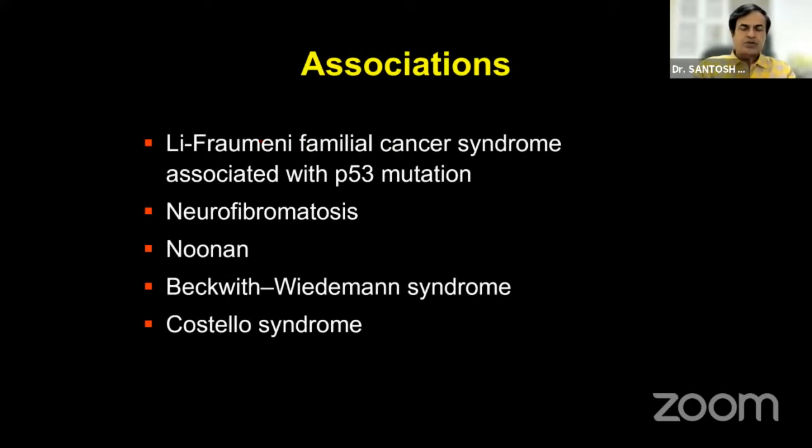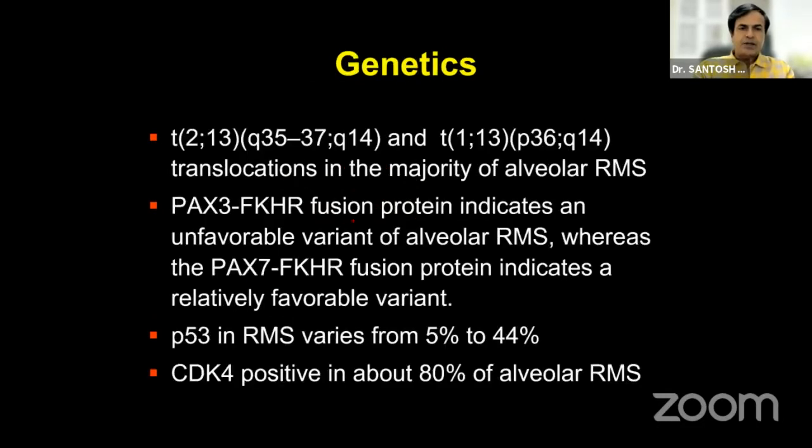We should not forget the associations of rhabdomyosarcoma, like any familial cancer syndrome associated with p53 mutation. Neurofibromatosis type 1, Noonan syndrome, Beckwith-Wiedemann syndrome, and Costello syndrome are some of the known documented associations of rhabdomyosarcoma, and these are to be looked for. Genetics is coming into rhabdomyosarcoma research very heavily, especially to identify chemoresistant and refractory variants.